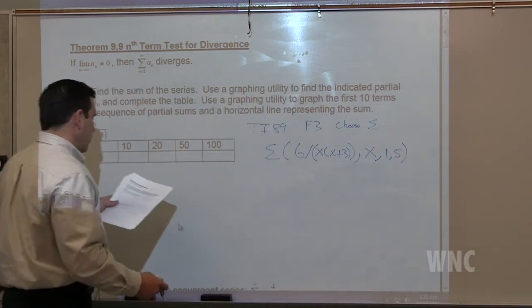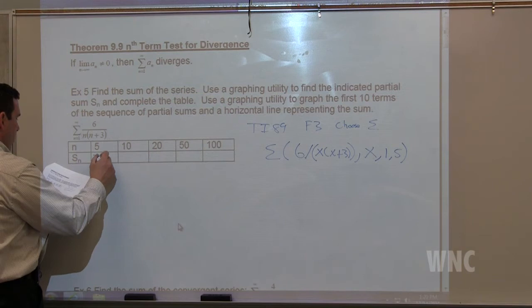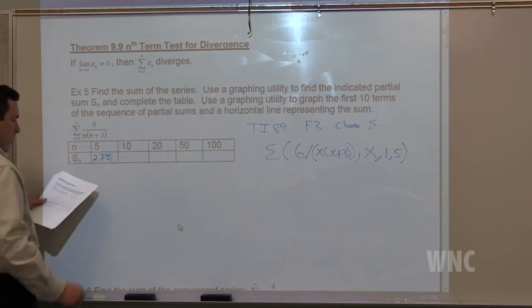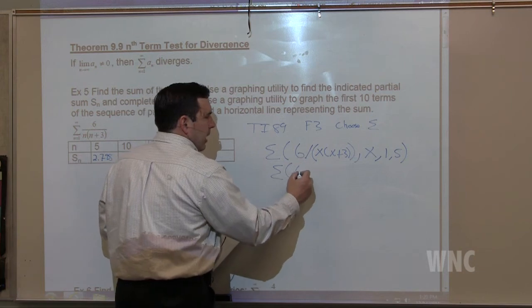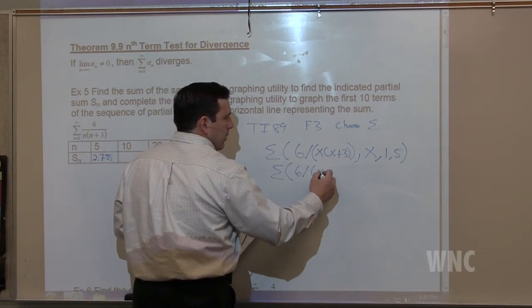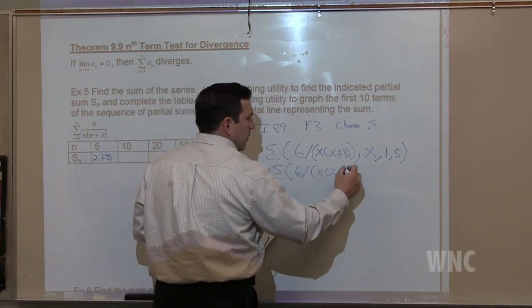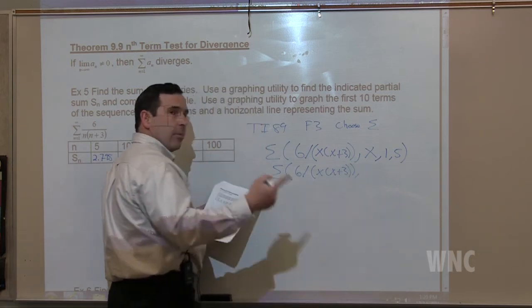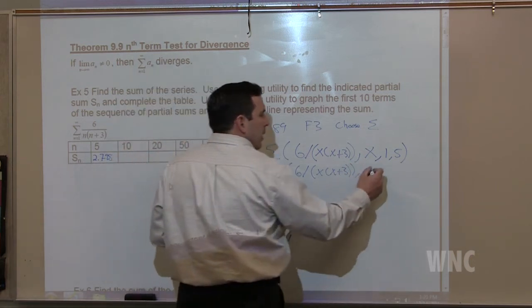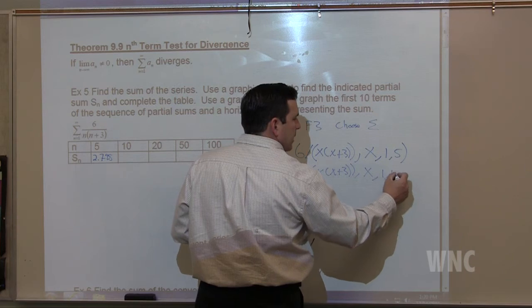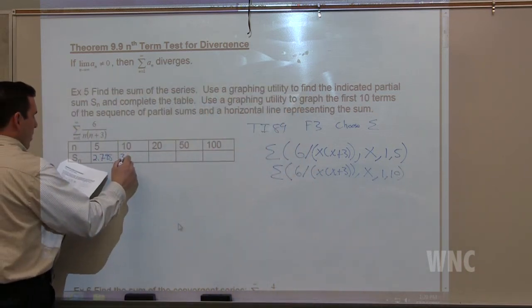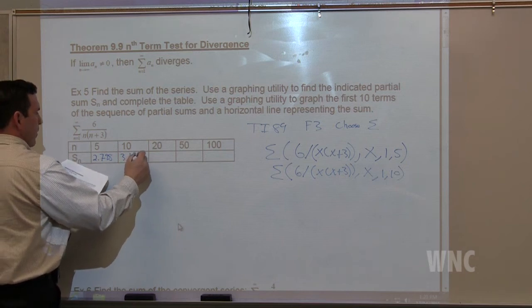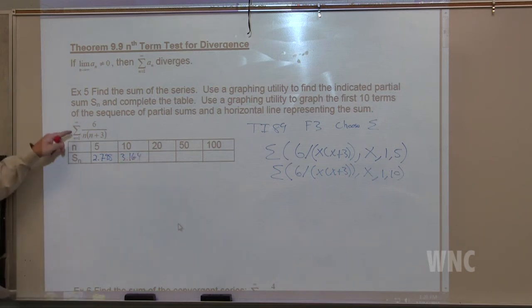So in that first case, you put that in there, you're going to have 2.798. Then you can do it again. The nice thing about the TI-89 is that you can just call up the previous entry you made and change it to a 10 instead of a 5. And in that case, you're going to have 3.164.